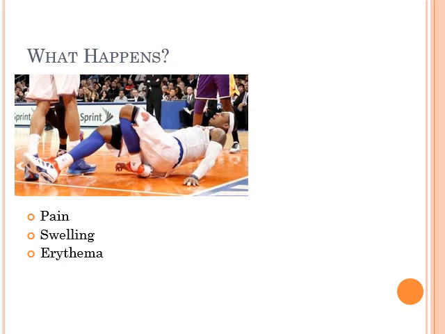Erythema, or redness, is going to occur as well. You're going to have heat, and you're also going to have loss of function. They all tie in together. These are your cardinal signs of inflammation. Now, again, the inflammatory process has to take place.